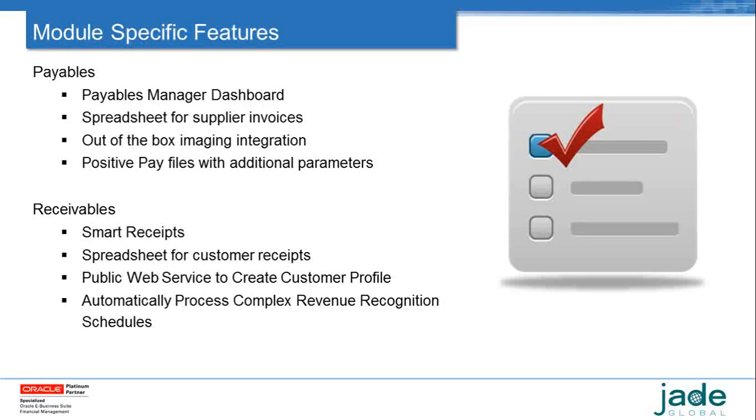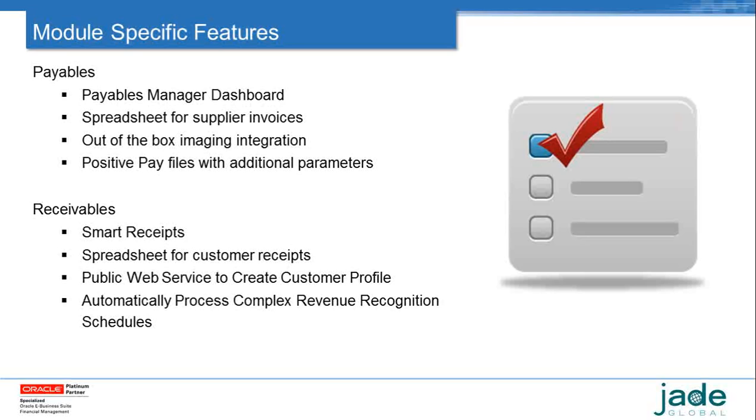In Fusion, the Payables Manager dashboard allows you to see exceptions like missing exchange rates that occur during automated invoice and payment processing. It also tracks the status of supplier invoices and identifies which invoices require approval, as well as which invoices and payments are on hold, and many more like this. Oracle Fusion Financials has a spreadsheet that allows you to enter supplier invoices and correct supplier invoice import errors.